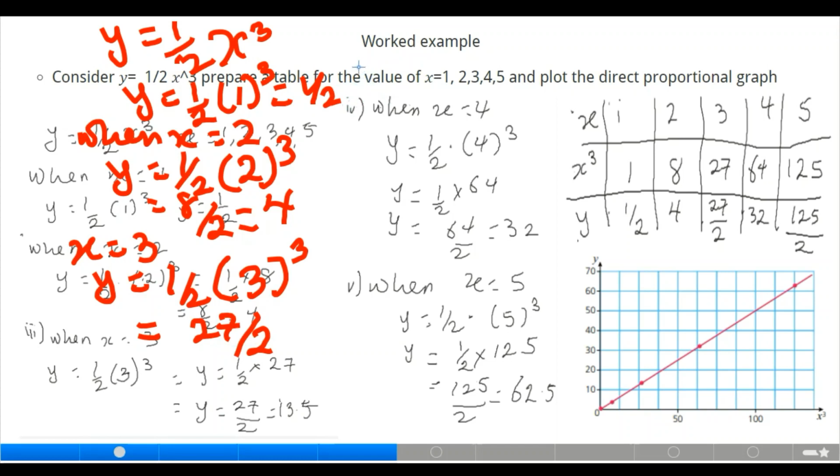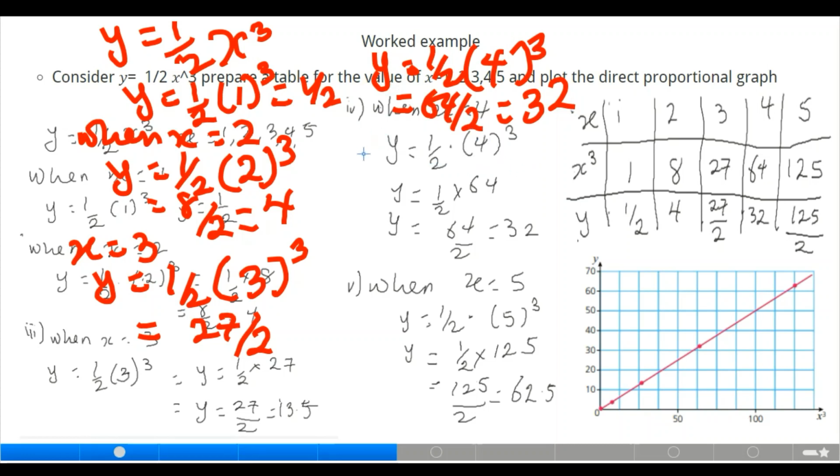Now for the other value, when x is 4, what is y? So y equals 1 over 2, 4 raised to power 3. What is 4 raised to power 3? 4 in 3 places. 4 times 4 times 4 will give us 64. So 64 multiplied by half, that is 64 divided by 2. How many times can 2 go in 64? That is 32. So when x is 4, y is 32.